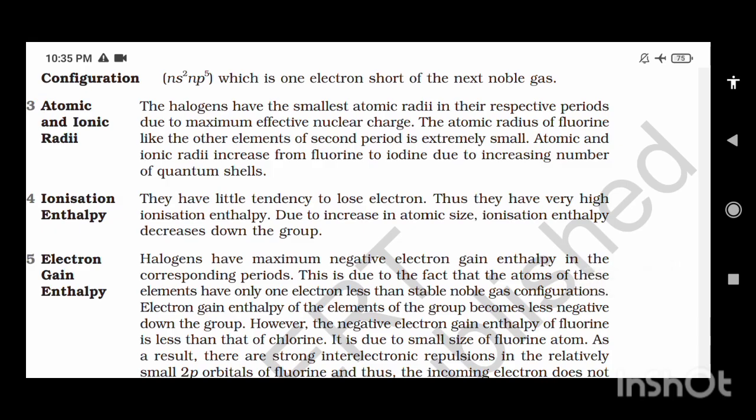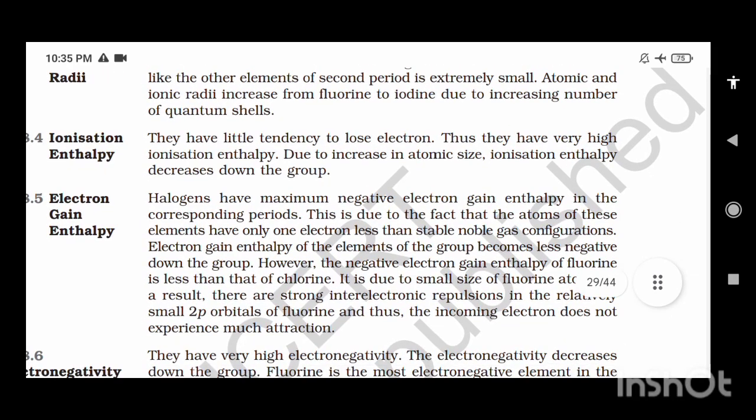Ionization enthalpy. They have little tendency to lose an electron, thus they have very high ionization enthalpy. Ionization enthalpy decreases down the group due to the increase in atomic size.